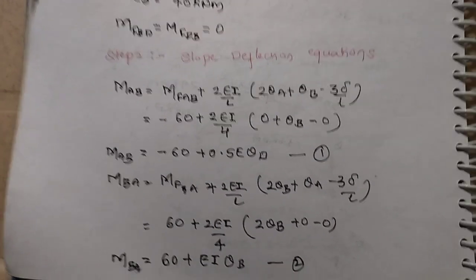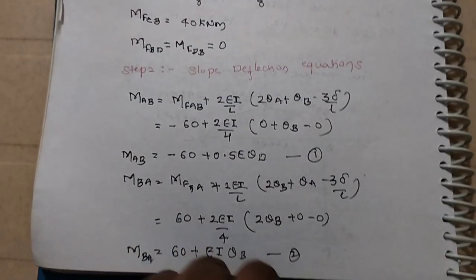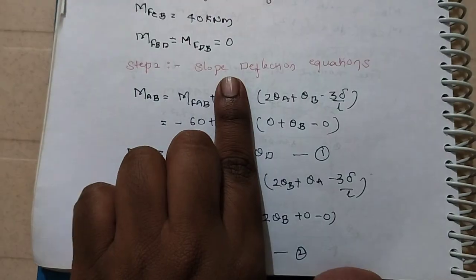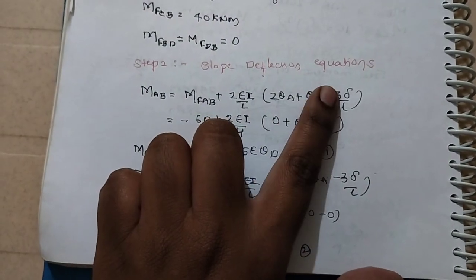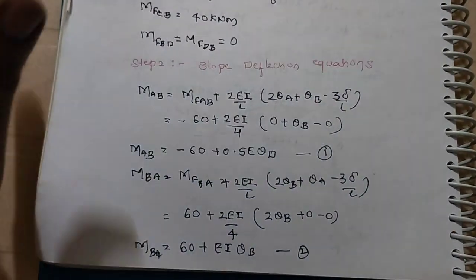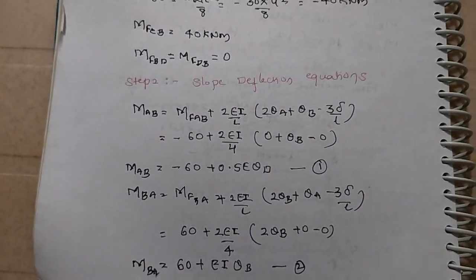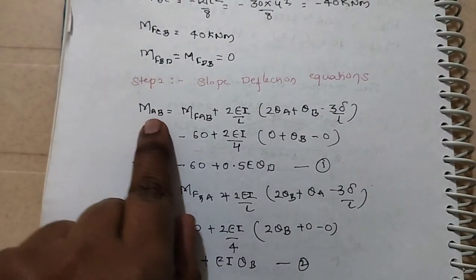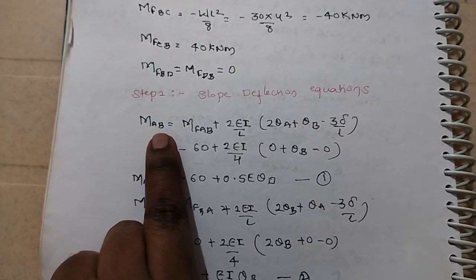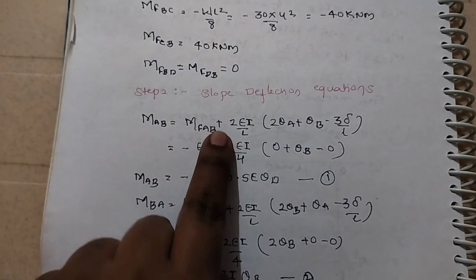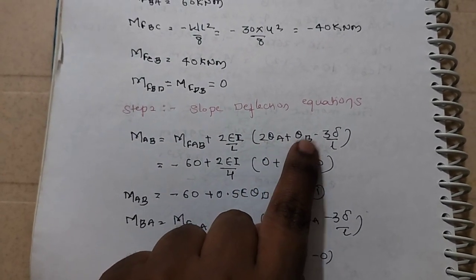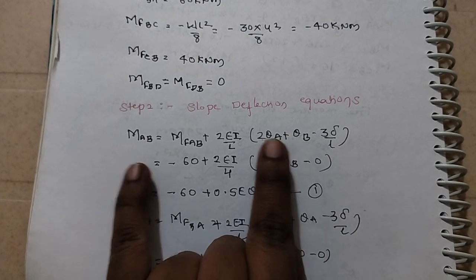What is step number 2? In step number 2, we are supposed to use the slope deflection equation, substitute all these values in the equation, and find the values of MAB, MBA, MCD and MBC. So what is the slope deflection equation? MAB is equal to MFAB plus 2EI by L into the bracket of 2 theta A plus theta B minus 3 delta by L. In the first lecture itself, I told how it is to be remembered.